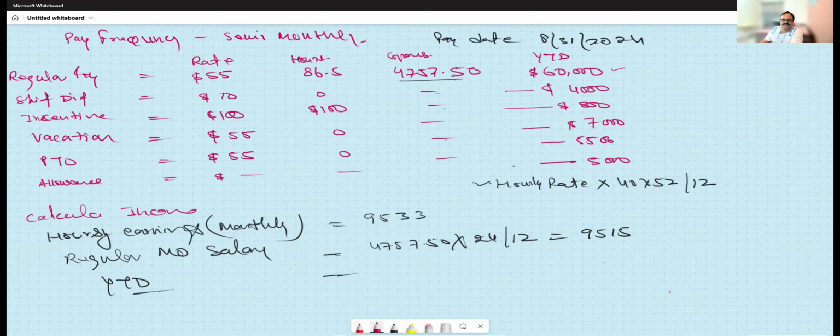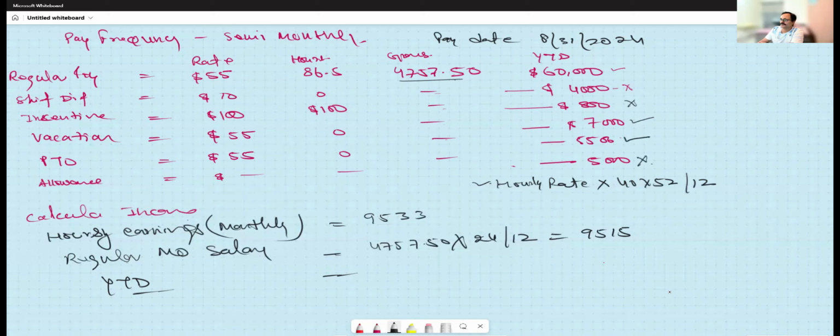But in YTD, we have components. How many components are there? Are we going to include shift differential? No. Are we going to include incentive? No, because it's not a component. Vacation? Yes. Then PTO means paid time off, which is equal to earned leave. Is that a component? Yes. Allowance? No.